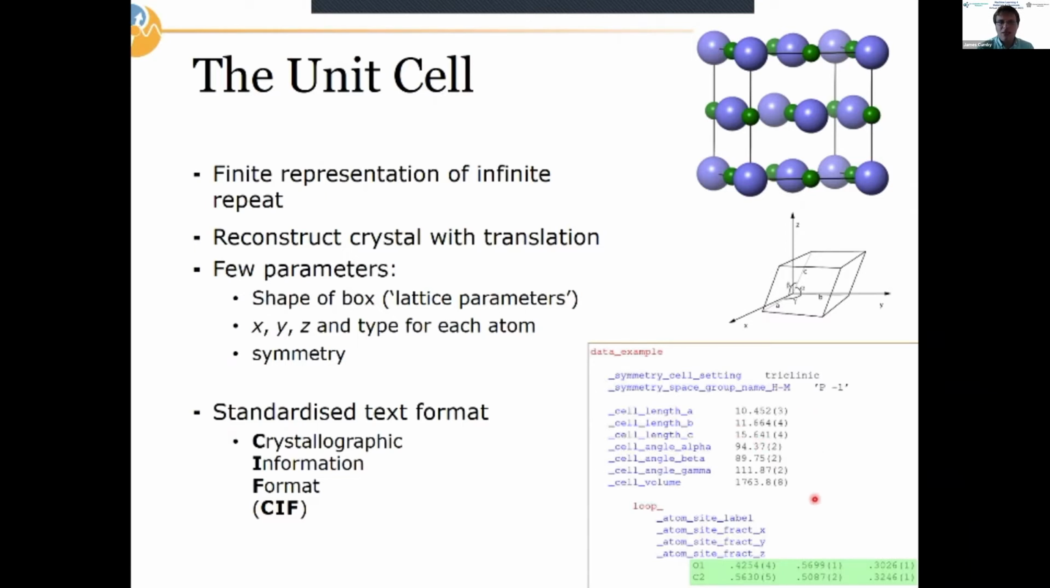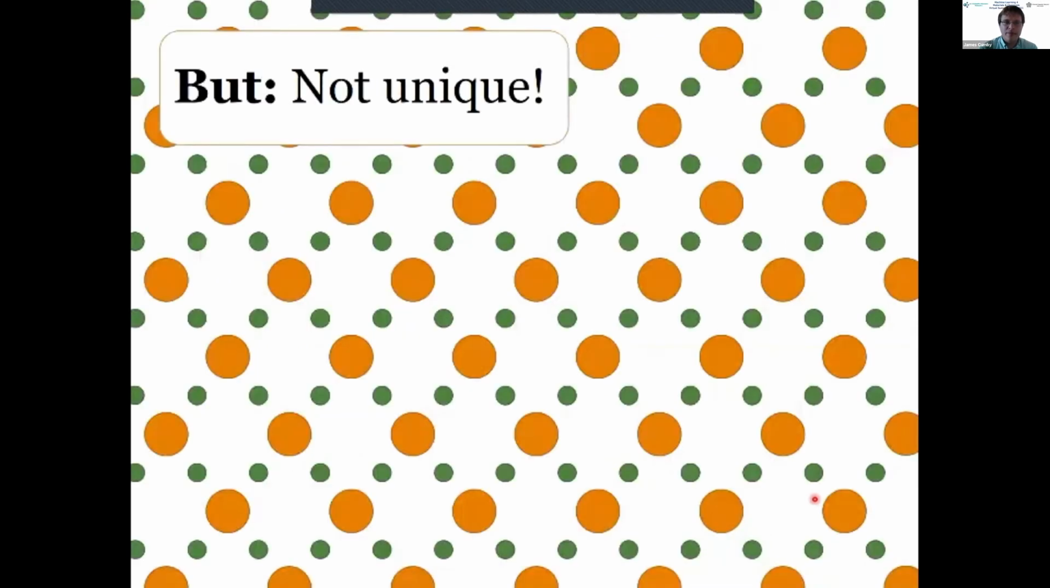But, and there's always a but, the big problem is that crystal structures are not unique. So if you imagine a simple two-dimensional array of repeating atoms here, you could define a unit cell that starts on your orange spheres and looks like that. That's great. That you could then feed into a CIF file. In theory, you could put it into a machine learning program.